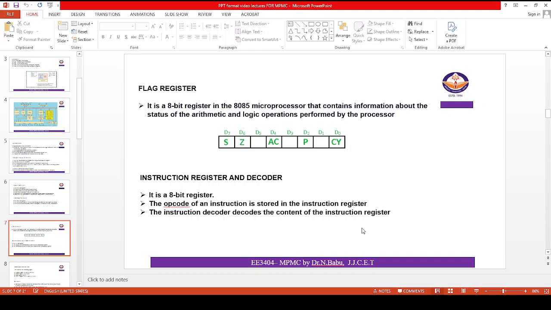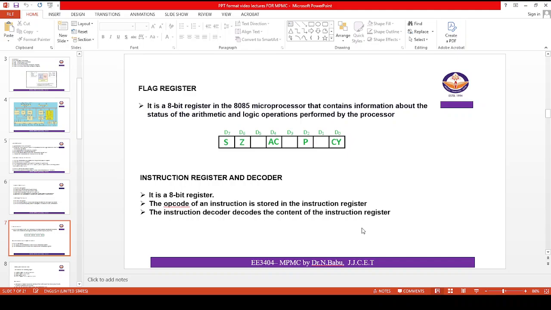Then sign. The final, D7, the 8th bit, is the sign flag. Sign flag means it has two signs. One is positive, otherwise negative. After completing the ALU operation, the result is positive or negative. Based on the result, the particular flag is set or reset. Set means 1, reset means 0. This is the flag register.